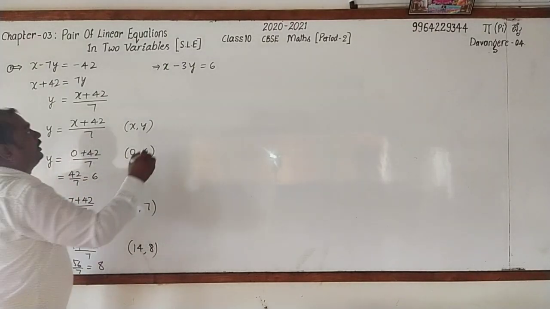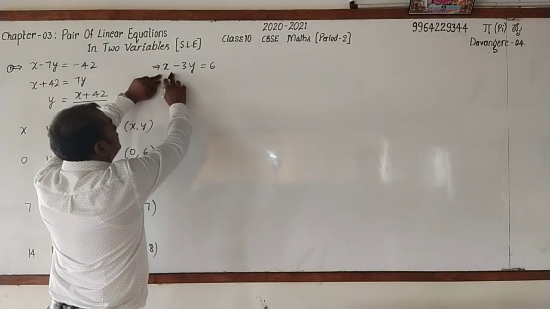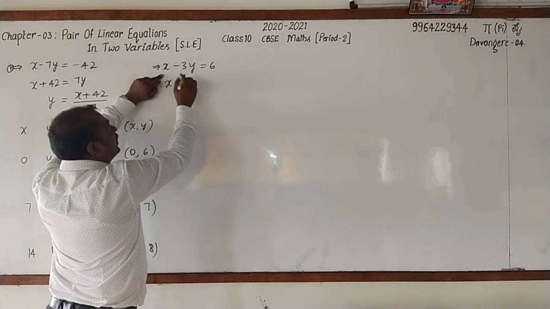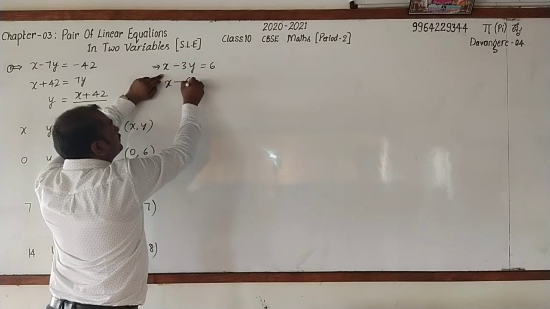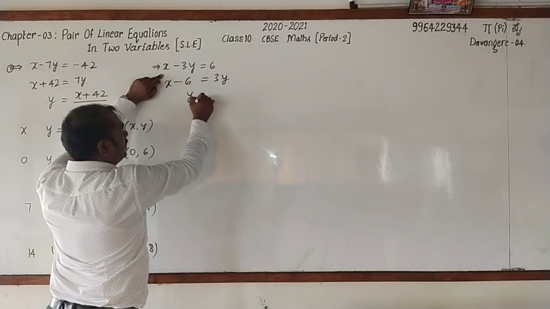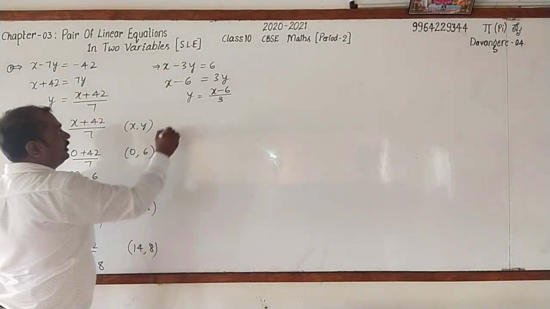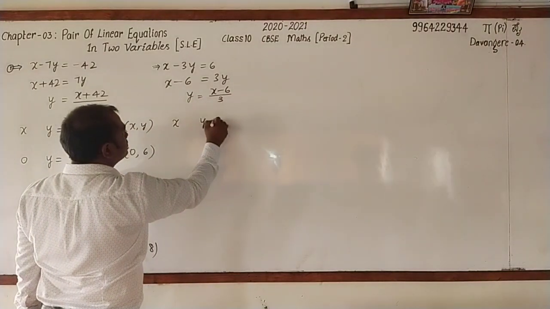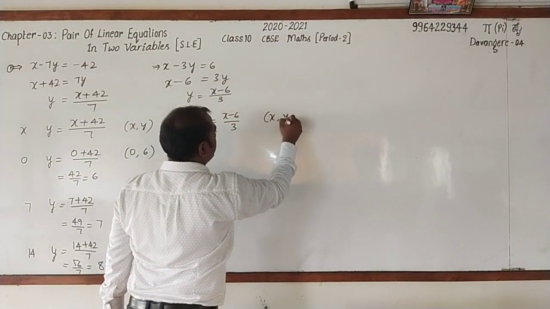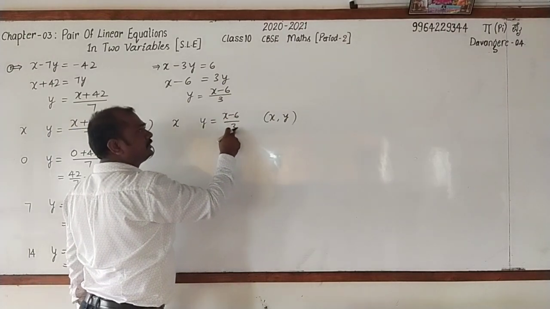Clear? Let us go for taking the second equation. The second equation is x minus 3y equal to 6. Let us solve for y. Take 6 to the left hand side, minus 6. Then this is 3y. Then y equals (x minus 6) by 3. Here I'll write x, this is y equal to (x minus 6) by 3, and the coordinate points x comma y. See that here 6 is a multiple of 3.